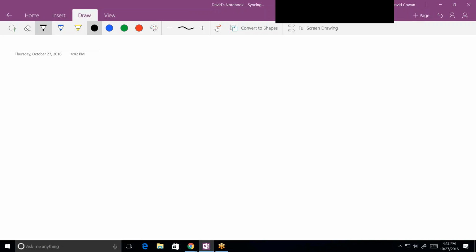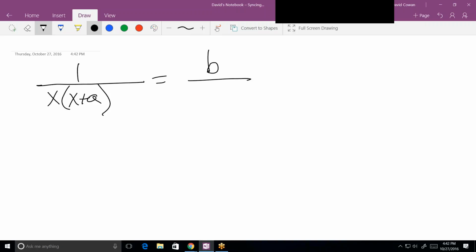Okay, so the next one: 1 over x times x plus a. That's not the same a as what we've been using, so I'm not going to use the letter a. In other words, I don't want to put a and b because then our a's are going to get confused. It doesn't matter if I use a, b, c, d. I could use p and q here.